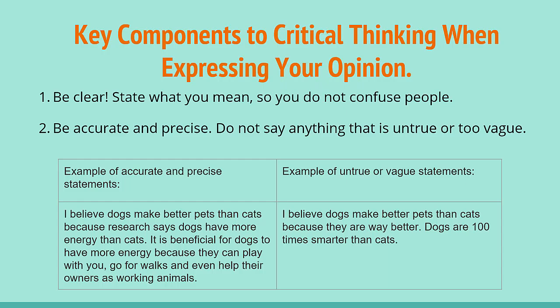Example of untrue or vague statements. I believe dogs make better pets than cats because they are way better. Dogs are 100 times smarter than cats.